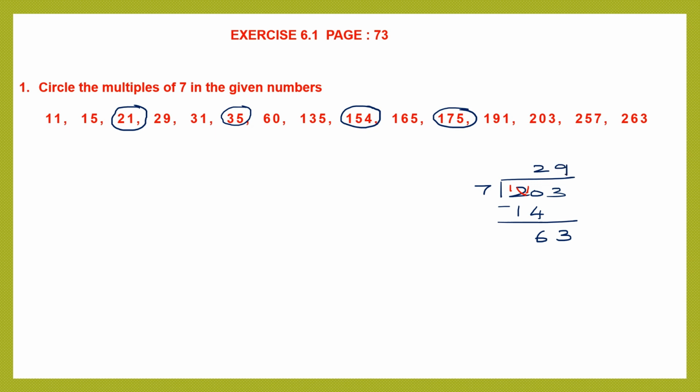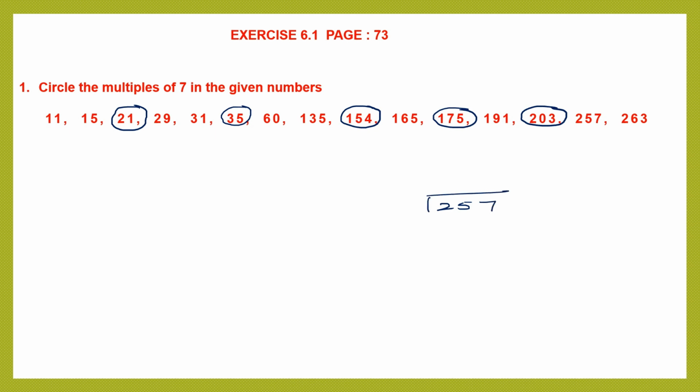7 nines are 63. Minus, the remainder is 0. That means this number 203 is a multiple of 7. Let's circle 203. So this is a multiple of 7. The next number is 257. Let's divide that.